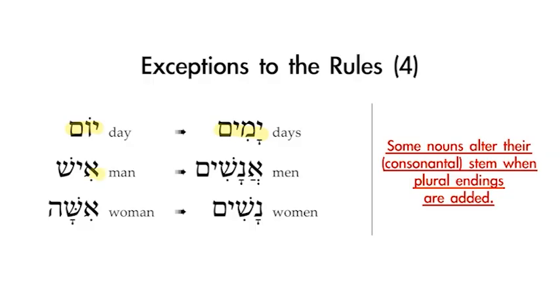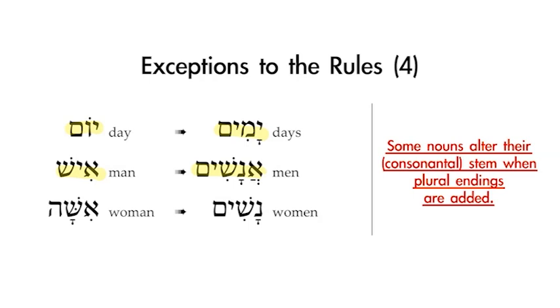Our next example, ish, is pluralized this way: anashim. Here the hireq yod is dropped out, a nun has been added, and it looks like an entirely different word. But the masculine plural form for ish, meaning man, is anashim, meaning men. It has the characteristic hireq yod mem ending, or the im ending, but it has added a nun and dropped the hireq yod.